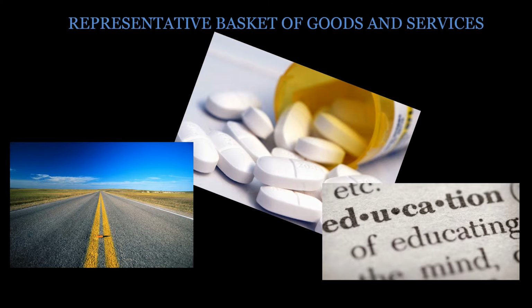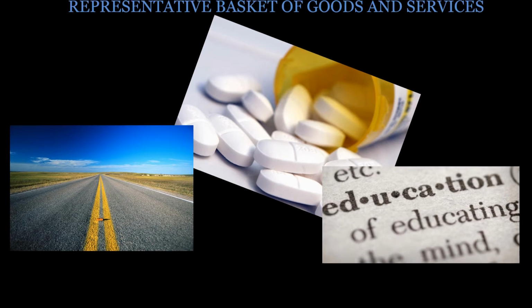Going further, indexes are available for two population groups: a CPI for all urban consumers, covering around 87% of the total population, and a CPI for urban wage earners, which covers 32% of the population.